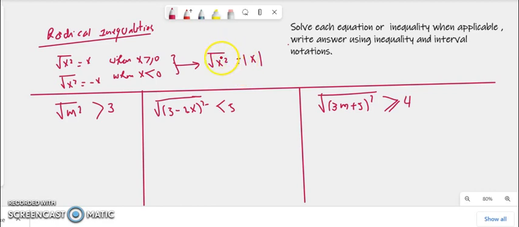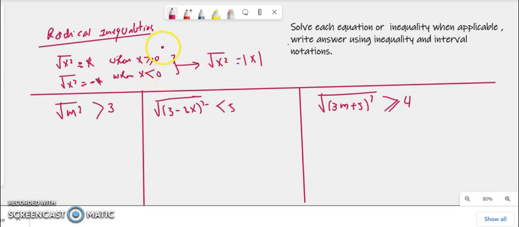Alright, so now we're going to have problems with radical inequalities. They want us to have the square root. Okay, so there are rules for this. When you have the square root of x squared, it is equal to x or equal to negative x. It's equal to x when x is greater than or equal to 0, and equal to negative x when x is less than 0.